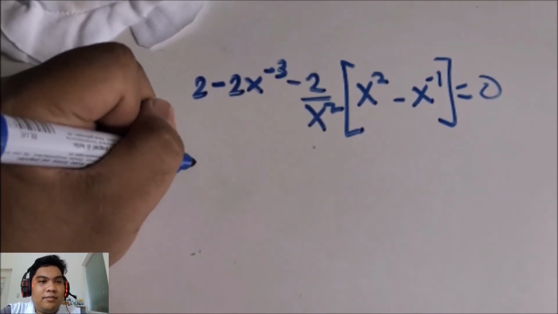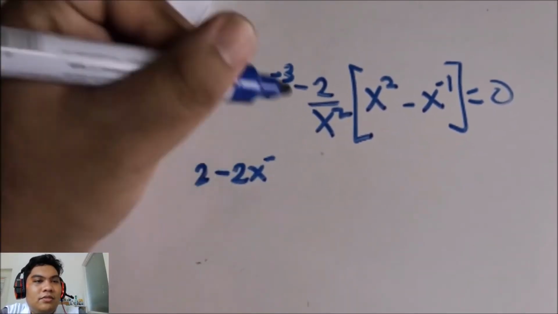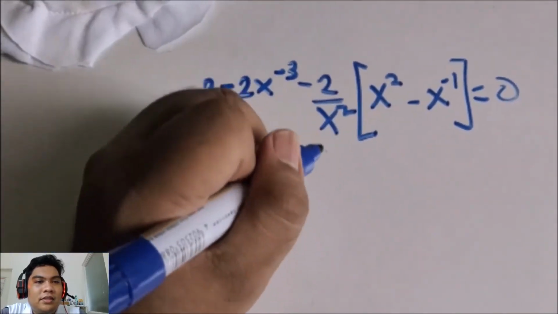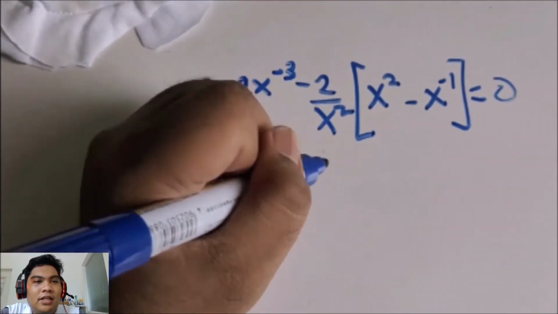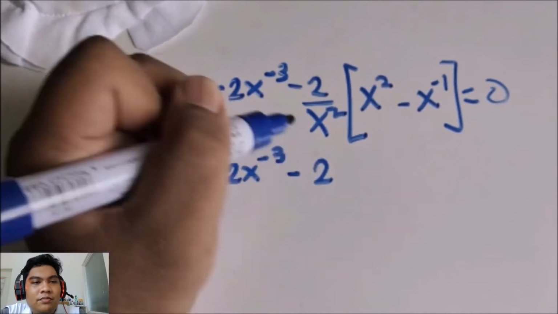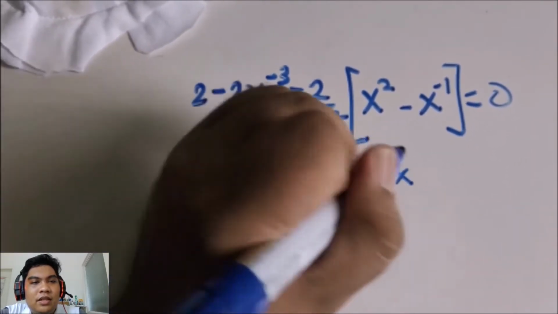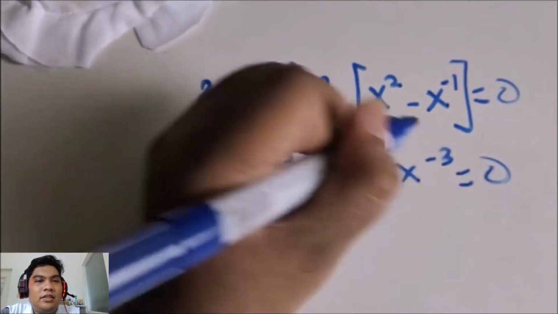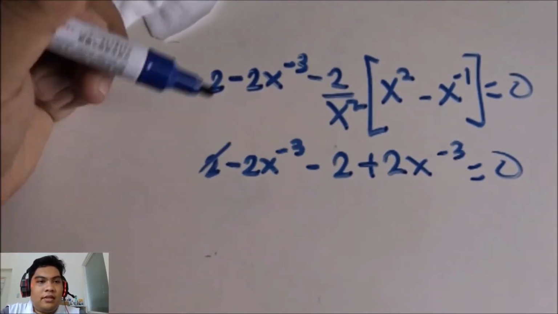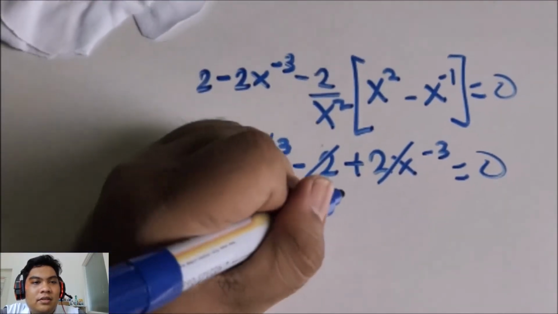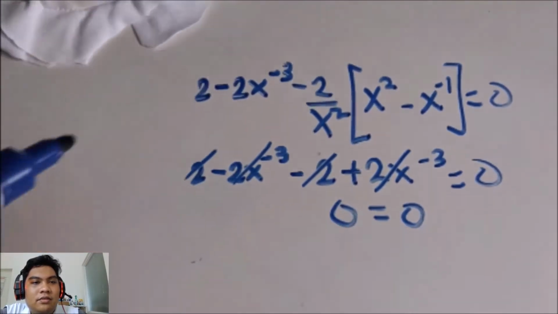We simplify, which is equal to 2 minus 2x raised to negative 3 minus x squared minus x raised to negative 1 times 2 over x squared, and this cancels out. So it becomes 2 minus 2 plus 2x raised to negative 3 minus 2x raised to negative 3 equal to 0. Okay, so as we can see, all the terms cancel out, which is equal to 0 equal to 0. So it means it is a solution.